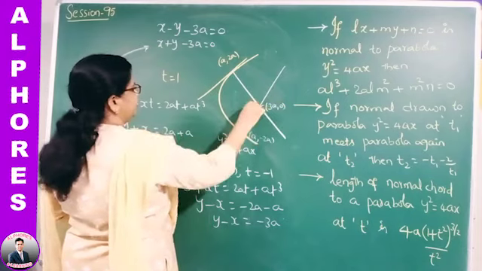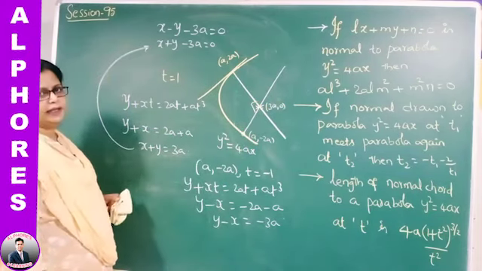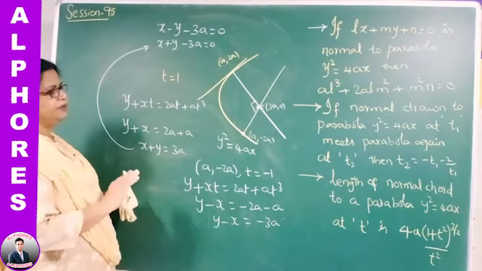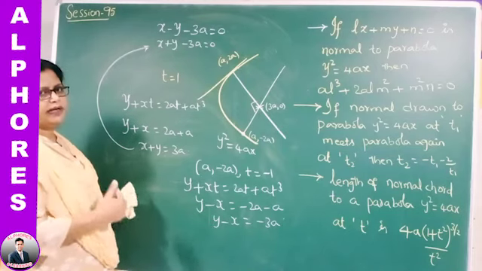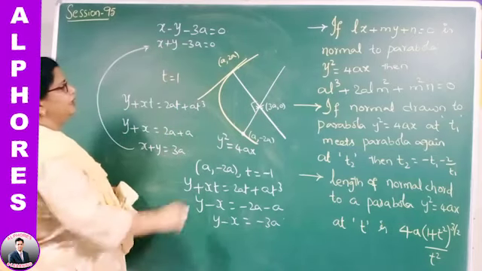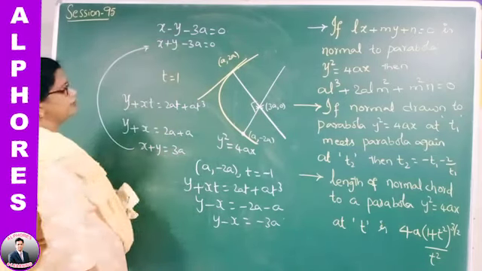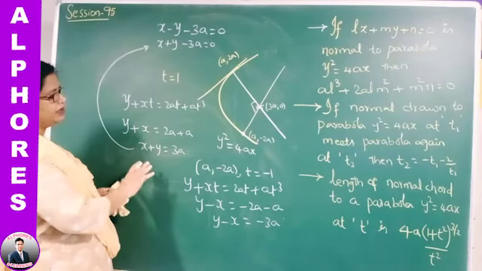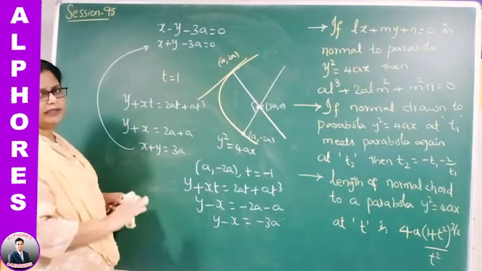3a comma 0, and moreover they are at right angle. Okay, so this is the special case, students. What about here? Normals drawn at the ends of latus rectum. One is x plus y minus 3a equal to 0, and the other one is x minus y minus 3a equal to 0. So this one we did till now, the normals drawn at the ends of latus rectum.